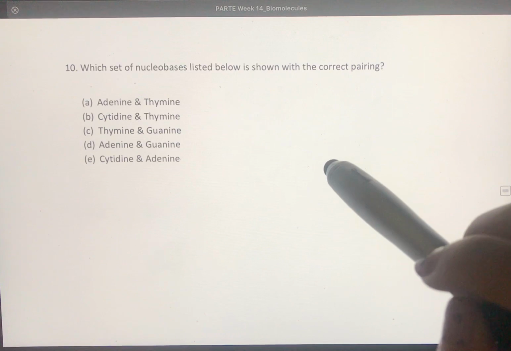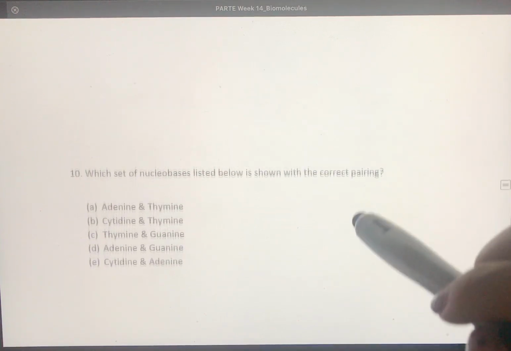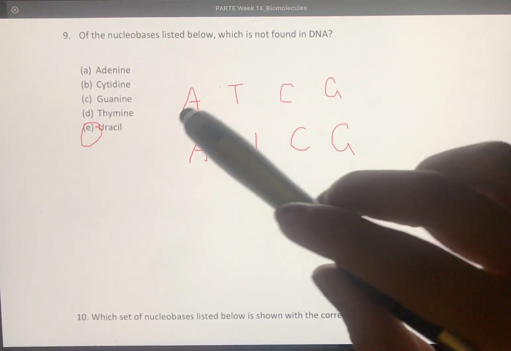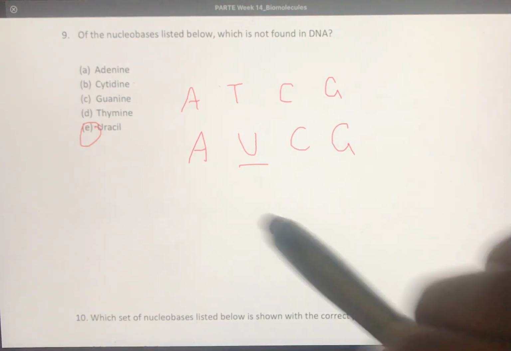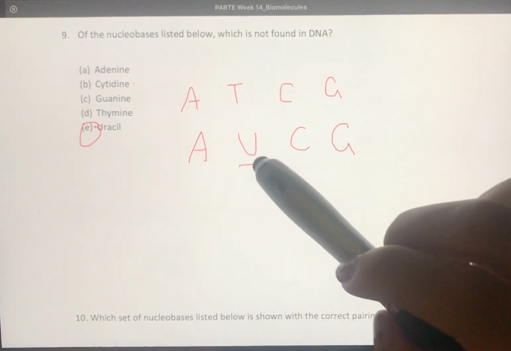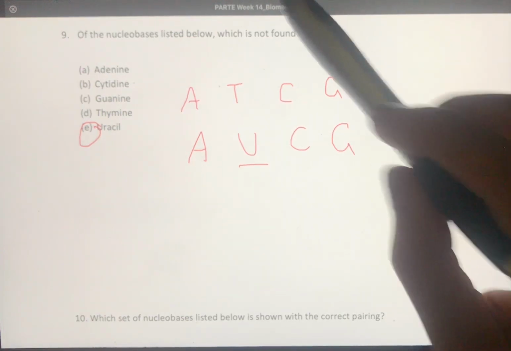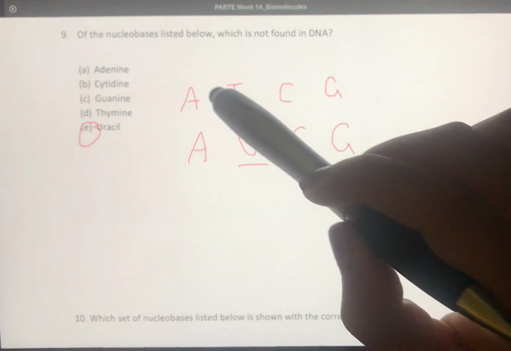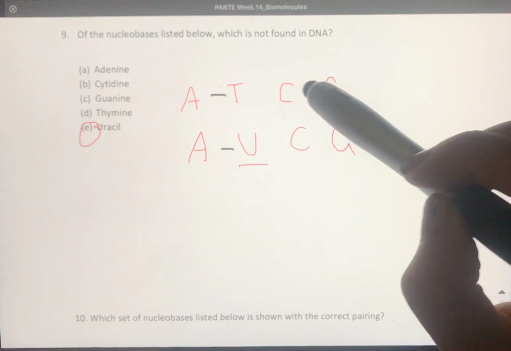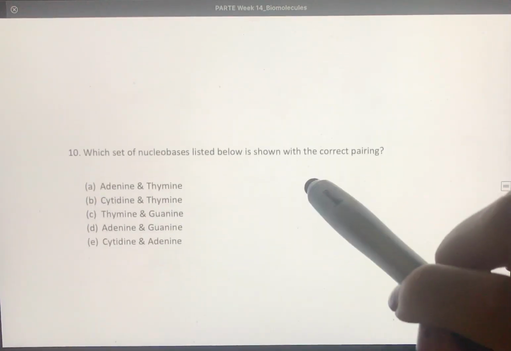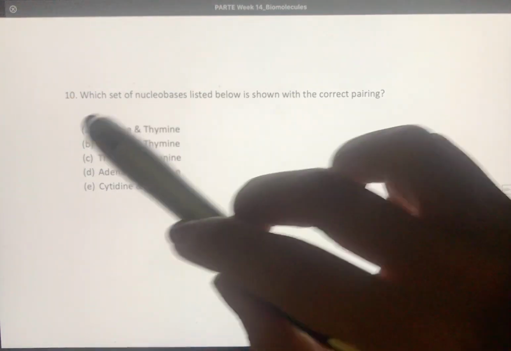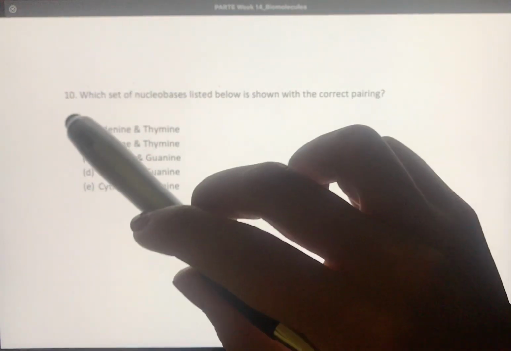And then which of the following is the correct pairing? So adenine pairs with thymine and cytosine pairs with guanine. Adenine can also pair with uracil in RNA. So we will draw this. So let's go through our answer choices. Adenine and thymine, well, that one's right. That didn't last long.